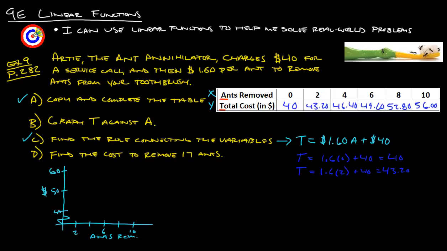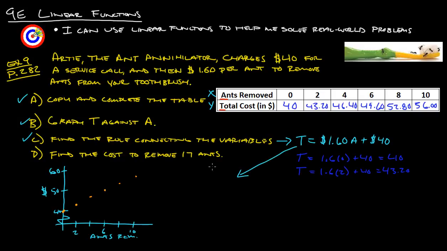All right, so we go to graph this thing here, and at 0 we're at 40. So to remove no ants, it costs $40. 2 ants was 43.20. 4 ants was 46.40. 6 ants was 49.60. 8 ants is 52.80, and then 10 ants is 56. So as you can see, that's a fairly nice linear graph there. So we graph that, and then find the cost to remove 17 ants.